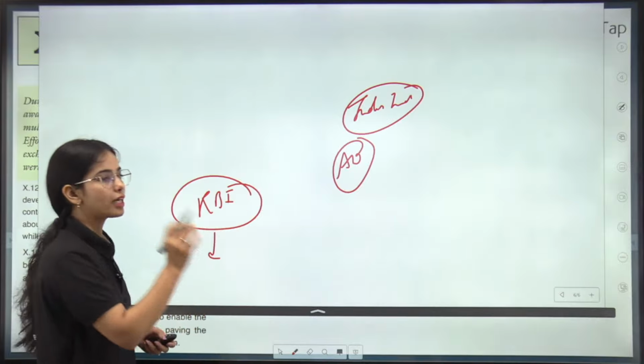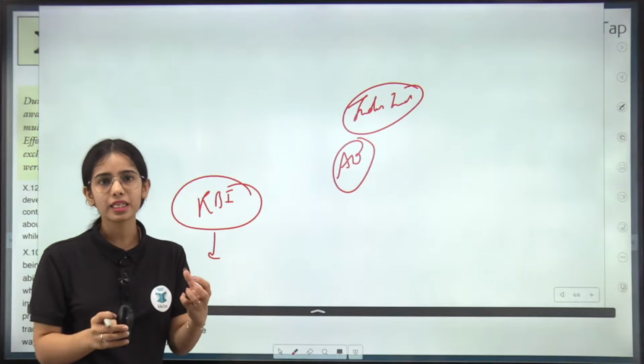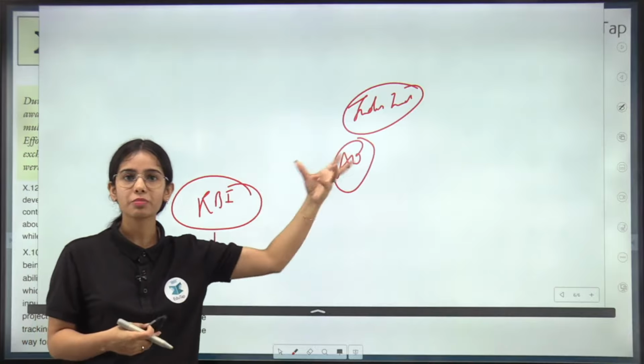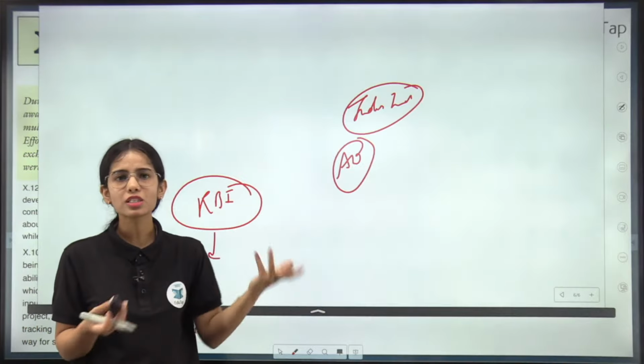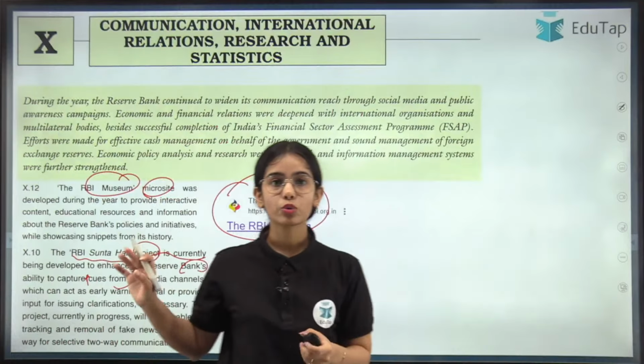the Reserve Bank of India released a press release. The Reserve Bank of India said that IndusInd Bank has a very healthy balance sheet, it has a very healthy capital adequacy ratio, and the IndusInd Bank has very good financials. So there is no need to worry for the depositors. So this is the idea of RBI Sunta Hai.